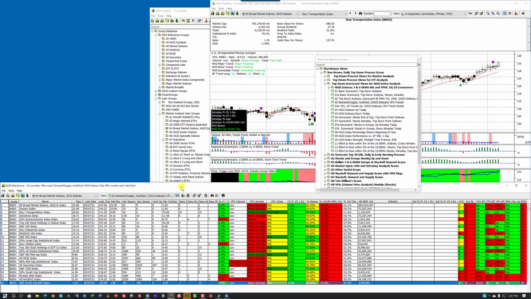Now, the jobs numbers came out today, and it was weaker than expected. So consequently, that's an excuse to buy stocks because the Fed won't be talking about raising rates and so on. That's just part of the market psychology. But there was a strong close yesterday, late in the day, which also gave stocks a boost.